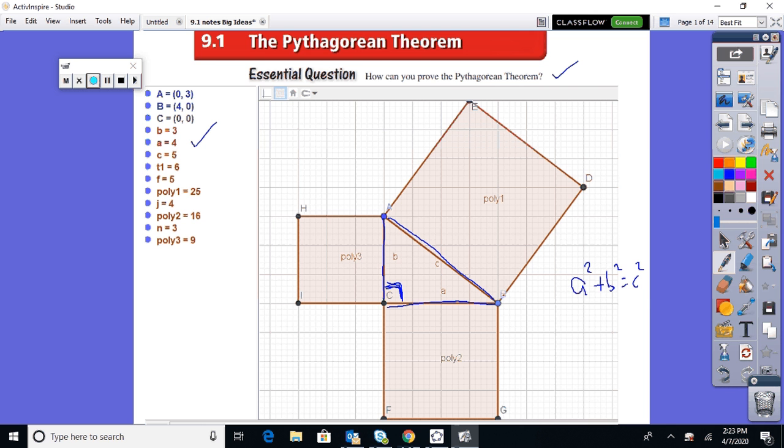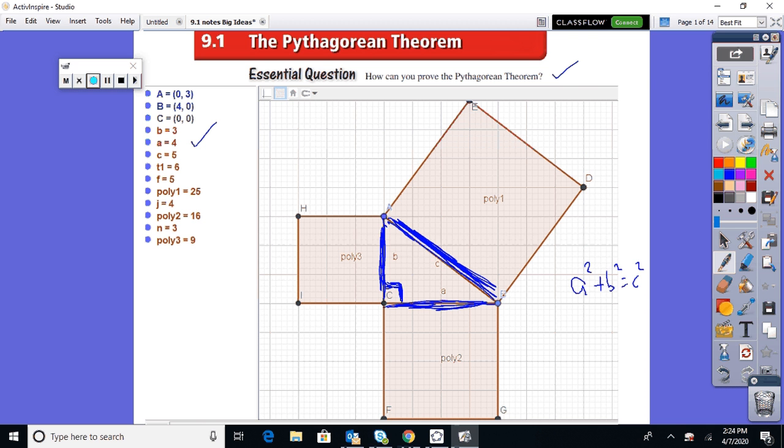And what does that mean? The two legs of any right triangle, when you square them and add them together, will equal the hypotenuse squared. So I know, like I said, you guys learned this back in the day. And this is a pretty cool way to look at it.